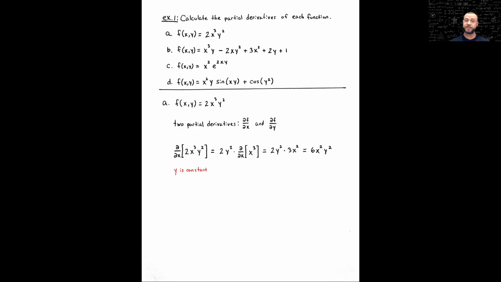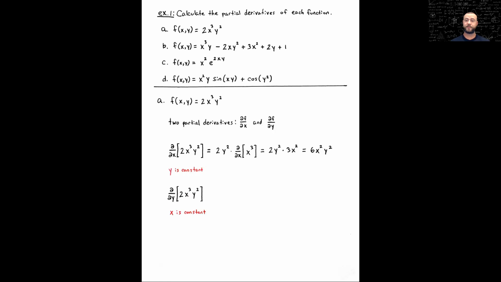All right, let's do the same thing for now the y partial derivative. The change for a y partial derivative is now that x is thought of as being a constant.